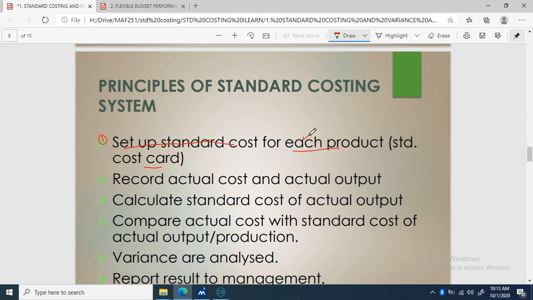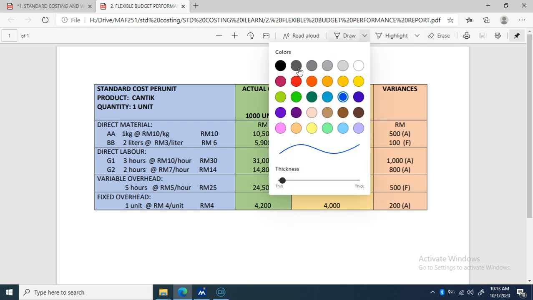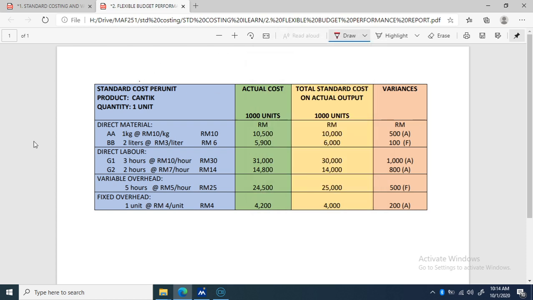For each product, one product we have one cost card. So this is an example standard cost card. This is the first step. First, we have to record all the costs for one unit of product. So what is the product here? It is product cantik, so the quantity is 1 unit. As usual, we record the direct material, direct labor, variable overhead, and fixed overhead, all the costs incurred to produce product cantik.